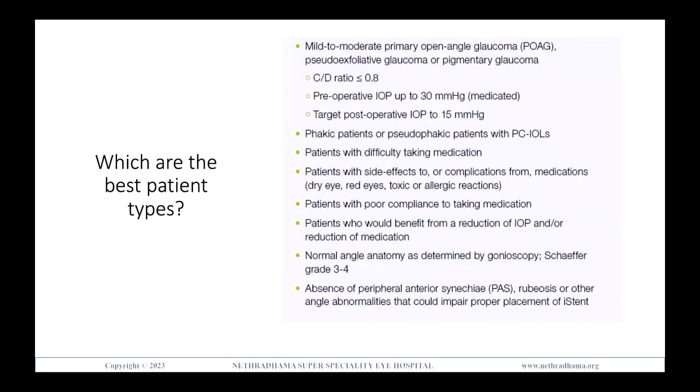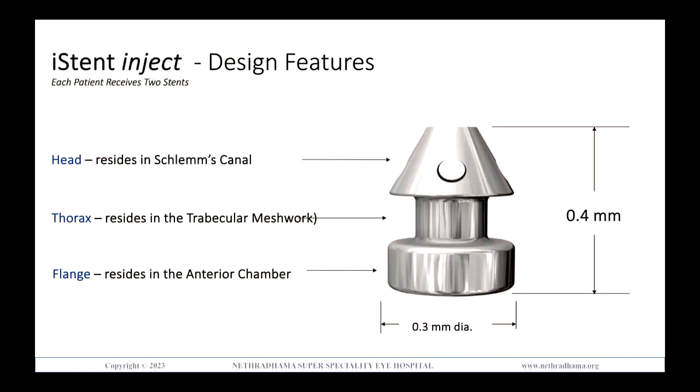Phakic patients or pseudo-phakic patients with PCIOLs are okay. But here, in our center, most patients we have done are eyes needing cataract surgery. Patients with other side effects, complications, and other medications are excluded. Patients with poor compliance to taking medication are usually counseled for this device. Patients who would benefit from a reduction in IOP, normal angle anatomy by gonioscopy, and absence of peripheral anterior synechiae, rubeosis, or any other angle abnormalities is important.